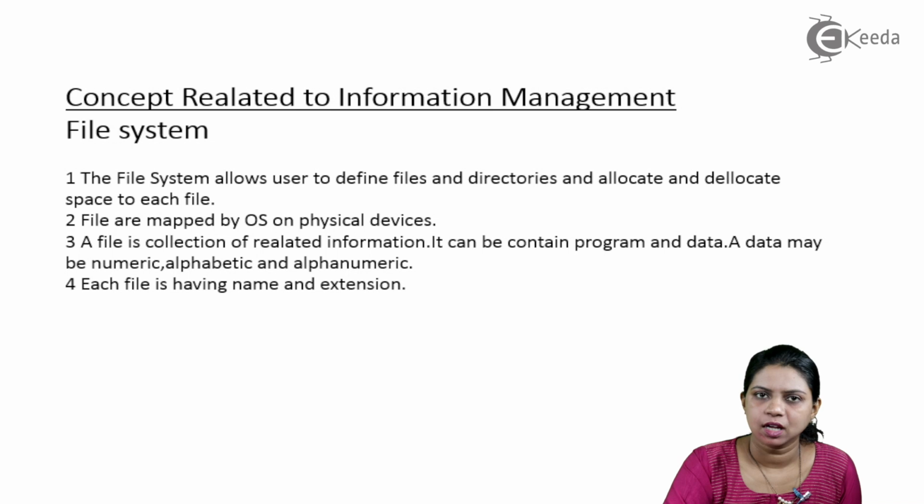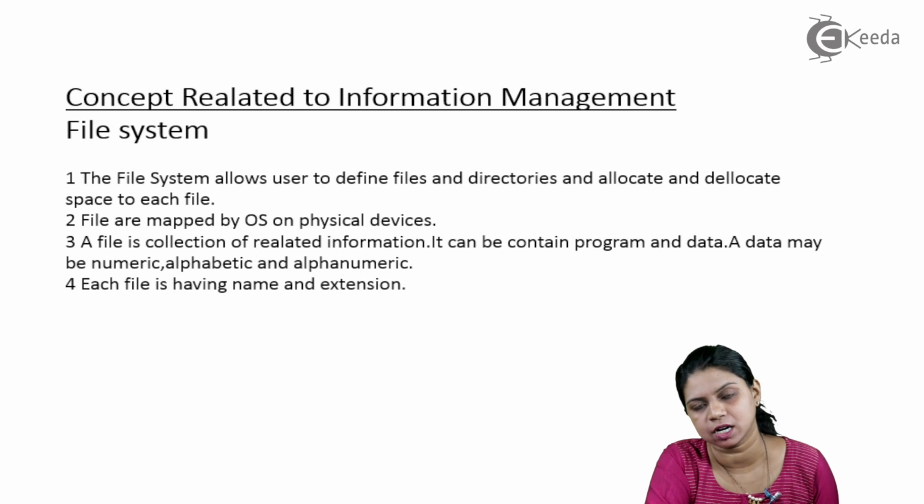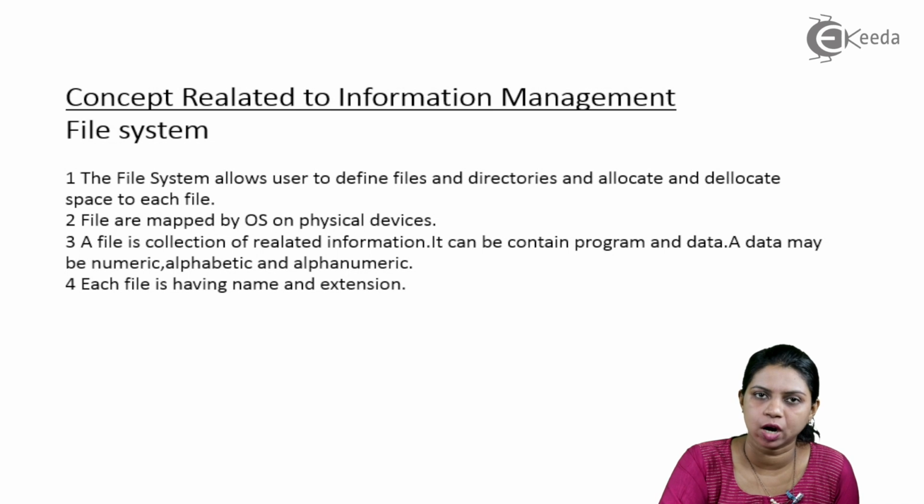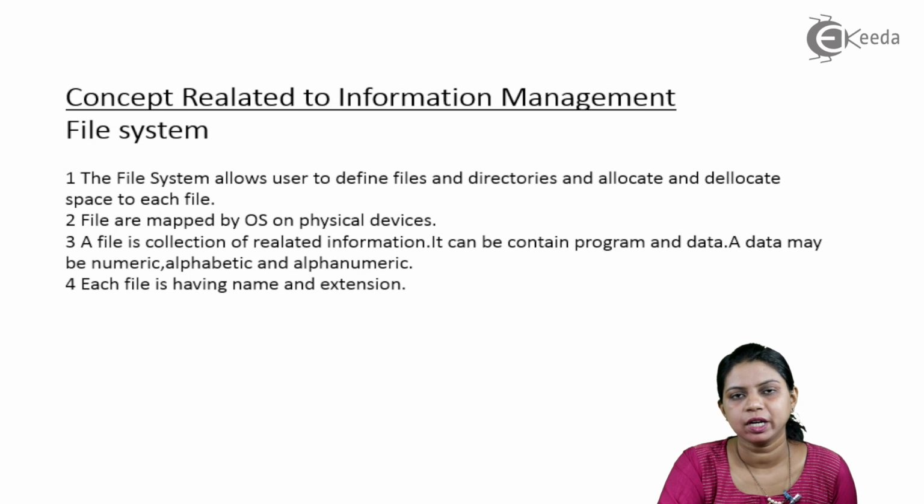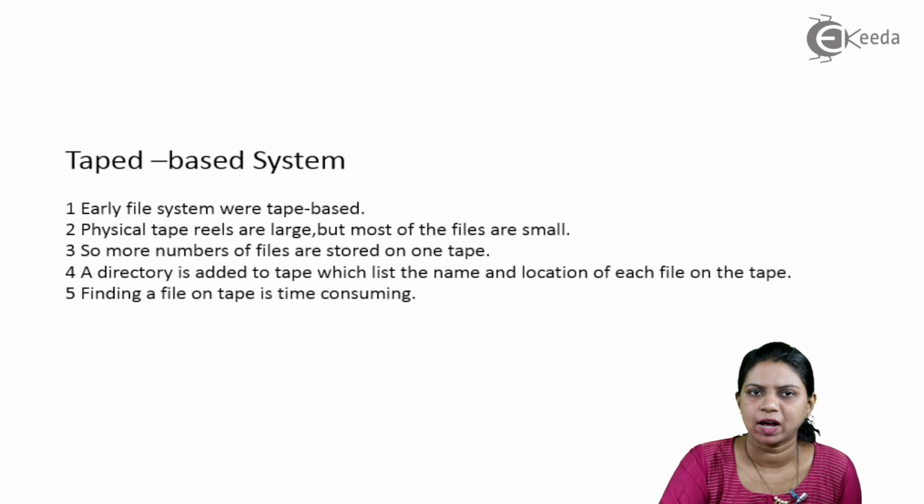So as I said, a file is a collection of information, and it can contain a program and data, and it can be numeric, alphabetic or alphanumeric. Each file has an extension. For example, if you are creating an HTML file, which we have already studied, we give the extension .html. If you are creating a document file, we give the extension .doc. If you are creating a text file, the extension will be .txt. So each file has a name and each file has its extension.